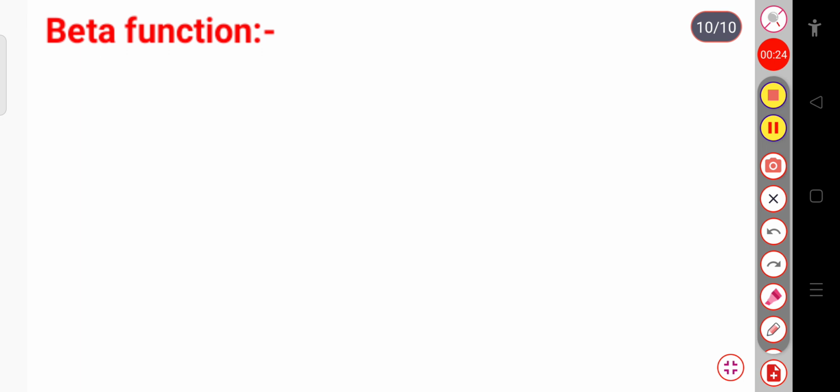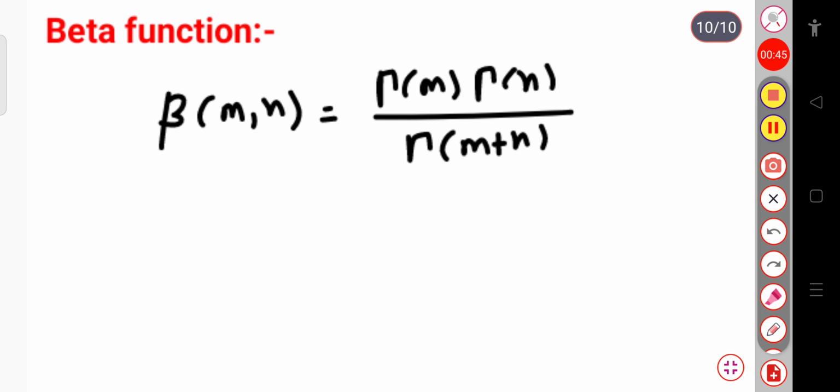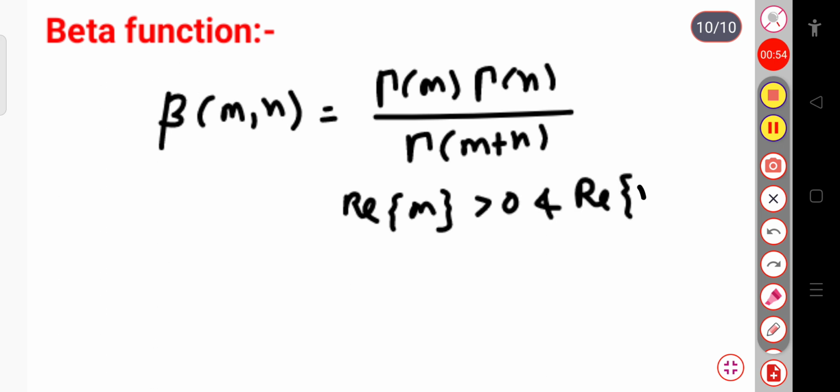So this beta function is denoted as beta of m, n. These are the variables. It can be written as equal to gamma of m into gamma of n divided by gamma of m plus n. And here the real part of m and the real part of n should be greater than 0. Okay. So these are the basic properties of the beta function.